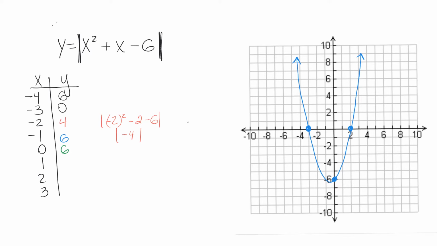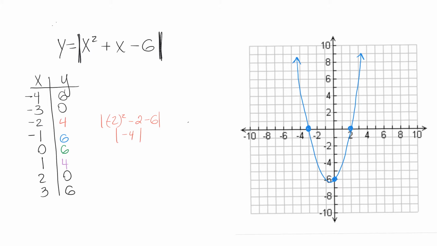1 squared is 1, plus 1 is 2, minus 6 is negative 4. And the absolute value of negative 4 is 4. Good. 2 squared is 4, plus 2 is 6, minus 6 is 0. And 3 squared is 9, plus 3 is 12, minus 6 is 6. There's a lot of 6's happening. Okay, so we're going to plot these. And we're going to see what this function looks like.